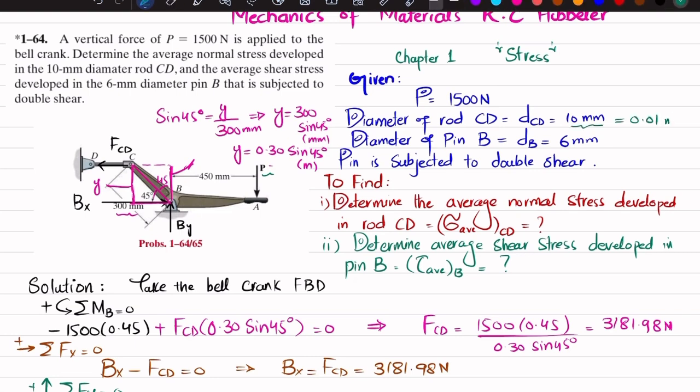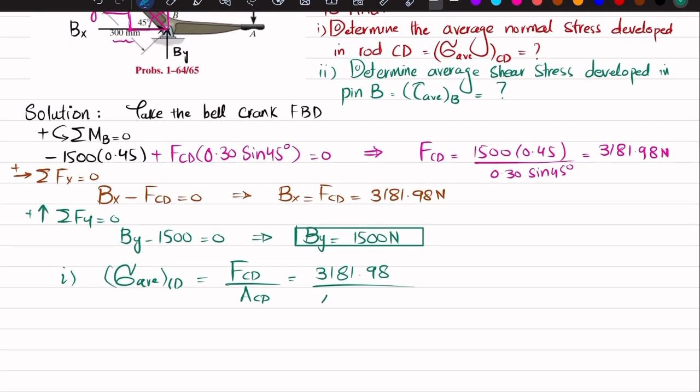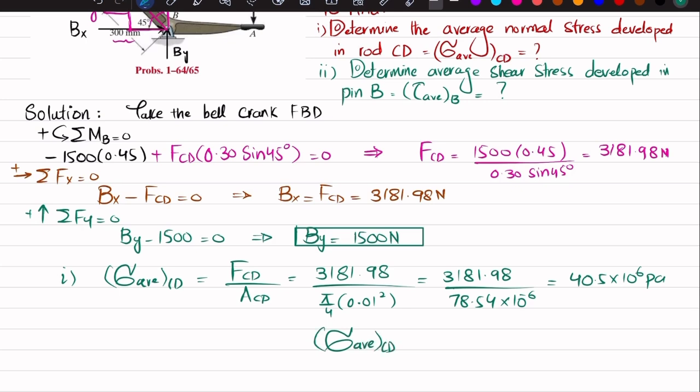Clear? So we will use this, and area of it is equal to pi by 4 d square, and d is 0.01 square. So it is 3181.98 divided by area, which comes out to be 78.54 into 10 to the power minus 6. Okay. Now if you further simplify it, you will get average normal stress in rod CD comes out to be 40.5 into 10 to the power 6 Pascal, and you will get average normal stress in rod CD will be equal to 40.5 megapascal, which is the answer of our first part.